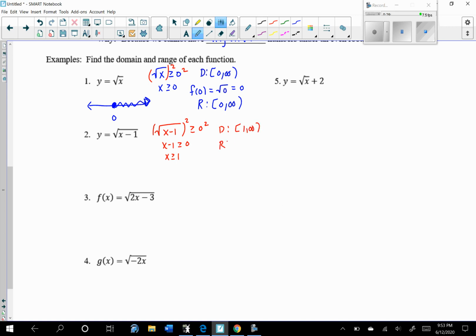And then the range we find by plugging that lowest value in. So f of 1 equals the square root of 1 minus 1, which is 0. And the square root of 0 is 0. So the range would be 0 to infinity.